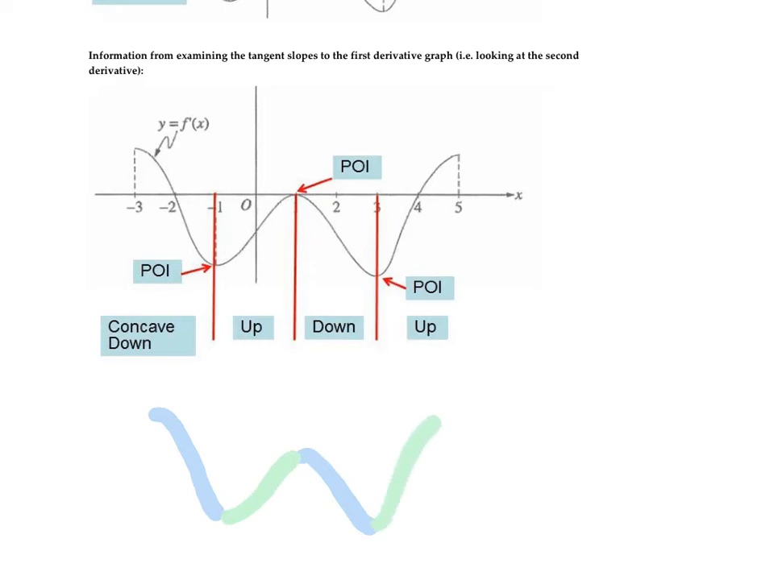here and here. Now anywhere the original function is concave down, the derivative will be decreasing. So here's my derivative, it's decreasing, my original function is concave down. Here's my derivative, it's increasing, the original function is concave up. Derivative is decreasing, concave down; derivative is increasing, concave up. Now anywhere you see those two colors intersecting, so you're changing from concave down to concave up, that's going to be a point of inflection. So we have 3 places where we have those points of inflection.